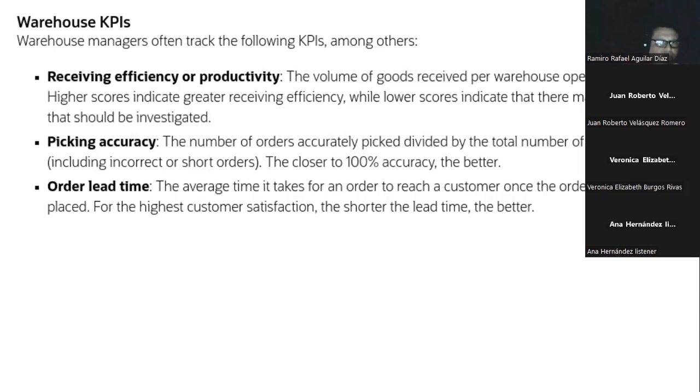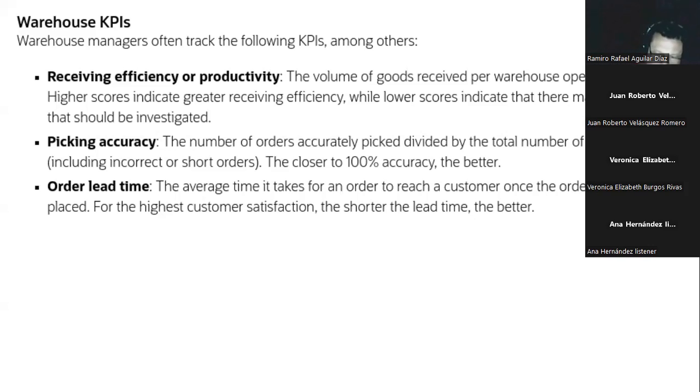On this one, of course, we need to check the volume of products that we receive, okay? But not only for the warehouse. We have to measure that per operator, per hour, per product, things like that. So higher scores indicate that we are very efficient. If we are very fast and simple, that is good. But if we have lower scores, of course, there are problems that should be investigated.